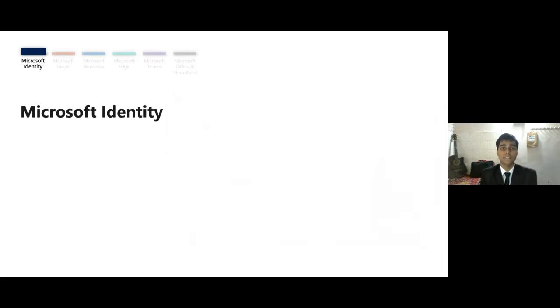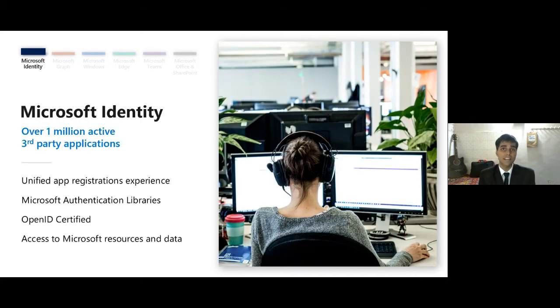Next, we also understand how Microsoft Identity has had a life-changing impact for multiple users. There are over 1 million active third-party applications, not only for your Microsoft accounts, but also for many other accounts. You can use these. Those accounts can be from any third-party service provider, and this actually helps us to be secure on both Microsoft platforms and platforms other than Microsoft. So it has a unified app registrations experience, and it has Microsoft authentication libraries. Also, it is OpenID certified.